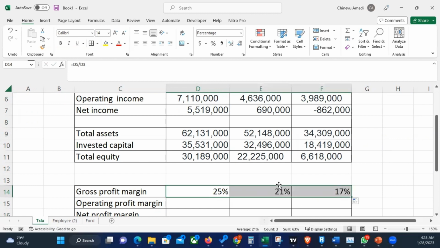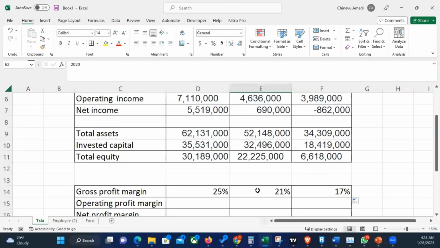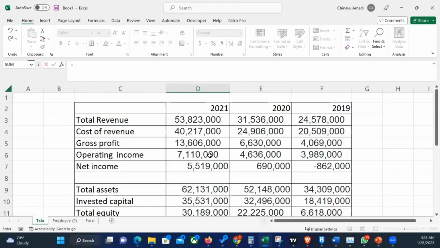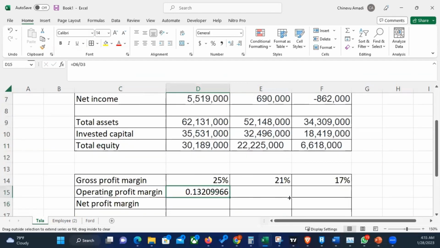Also for operating profit, do the same thing. Operating income divided by total revenue. While their gross profit margin increased, the operating profit margin did not, it went down. Now the net profit margin, basically net income, you can see that their net income also improved.